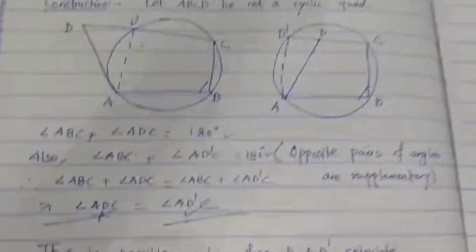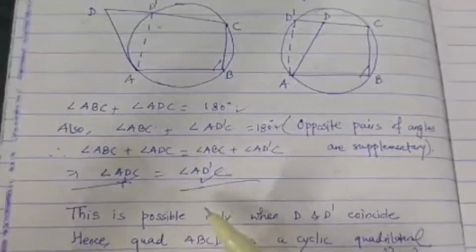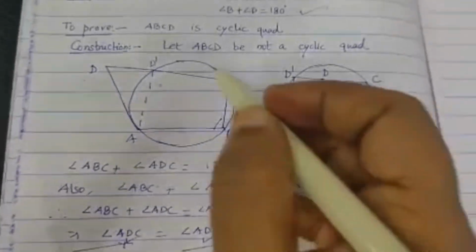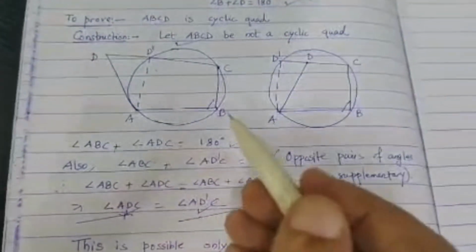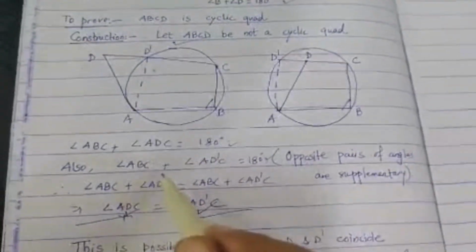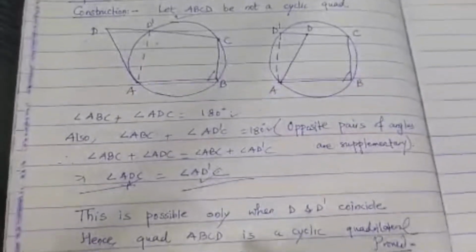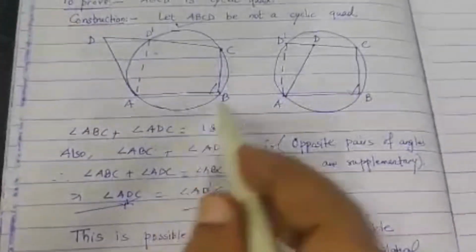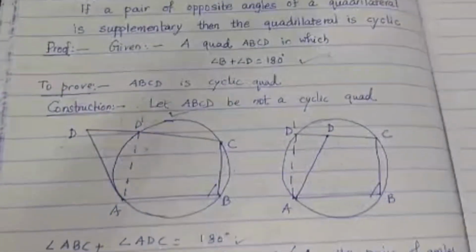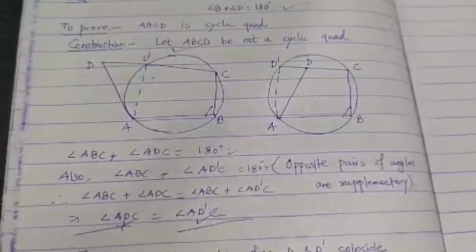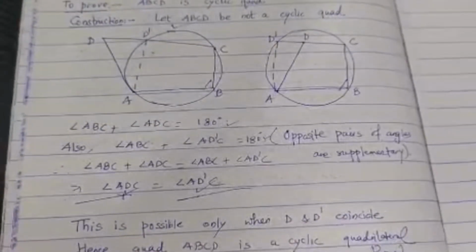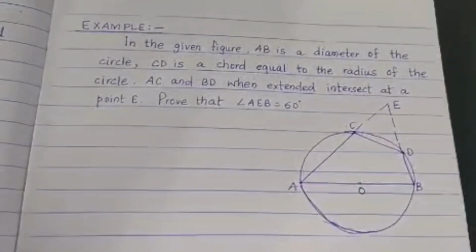Alright, very simple proof. Just the method of contradiction we have used. In the beginning we supposed that this is not a cyclic quadrilateral, and then we contradicted ourselves, and then we proved that this is basically a cyclic quadrilateral. So let's move on. Let's see some very good examples. So let's see this example.